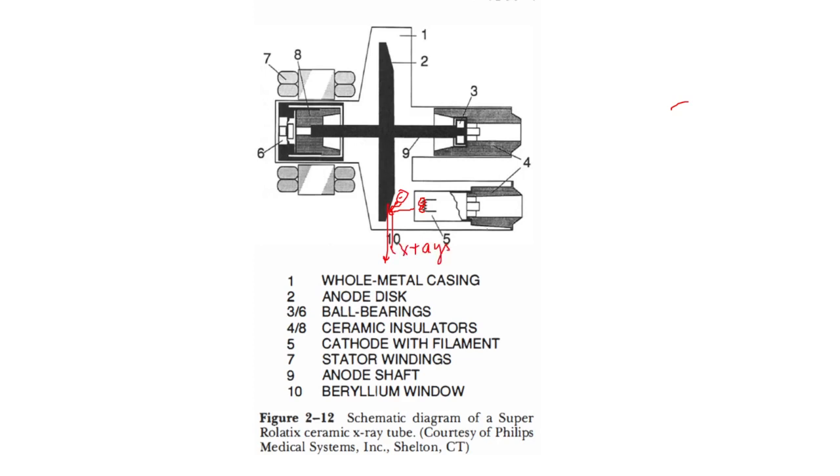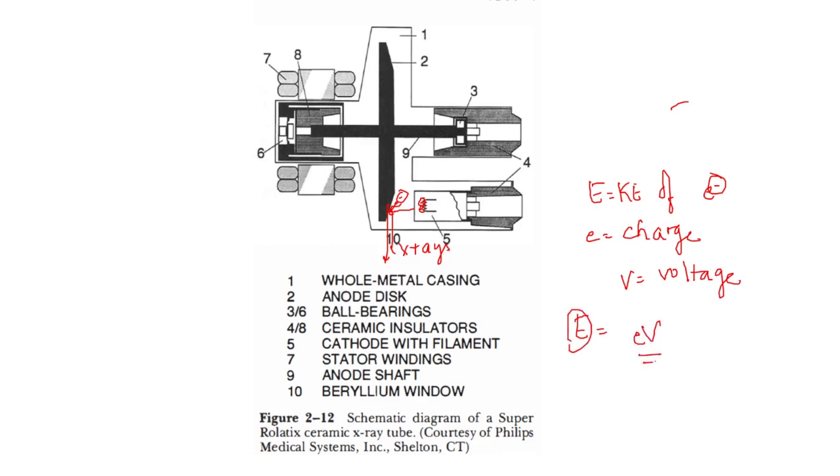Okay, now you have to see E is the kinetic energy of electrons. And small e is the charge of the electron, V is the voltage across the cathode and anode, then we can say that E, the kinetic energy of the electrons, is equal to charge into voltage. So this is the electron volt.